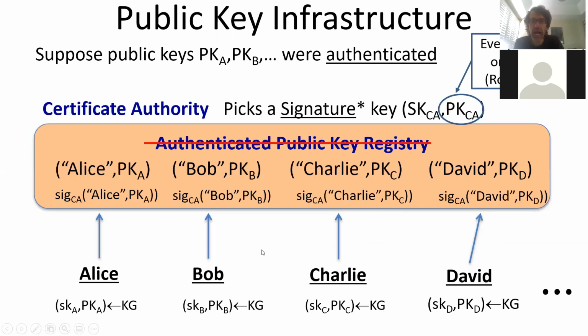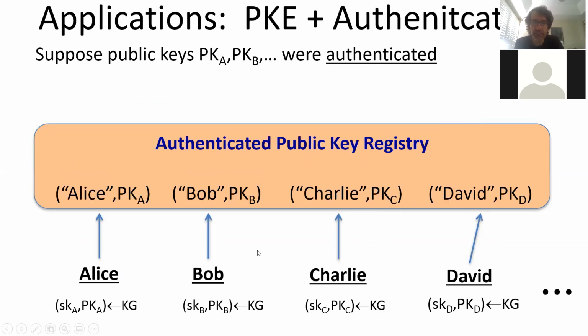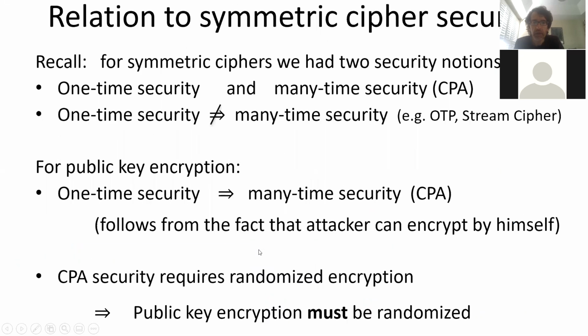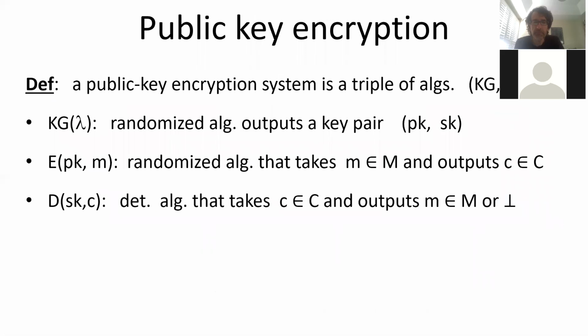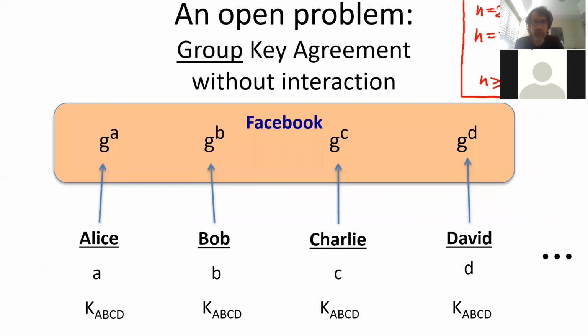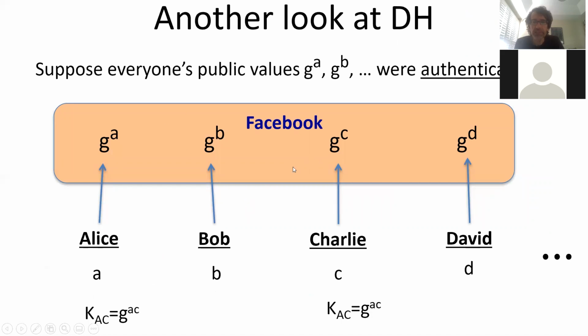So I'm claiming that this picture that we have of a Diffie-Hellman key agreement is already there. What this view of Diffie-Hellman is already basically viewing it as public key encryption.